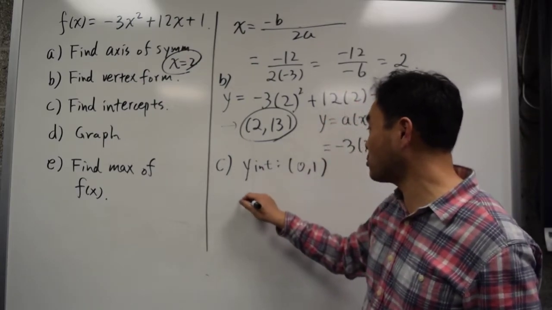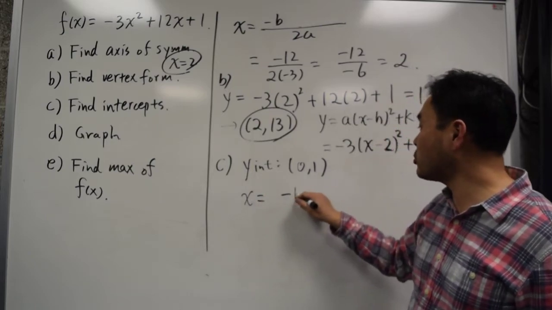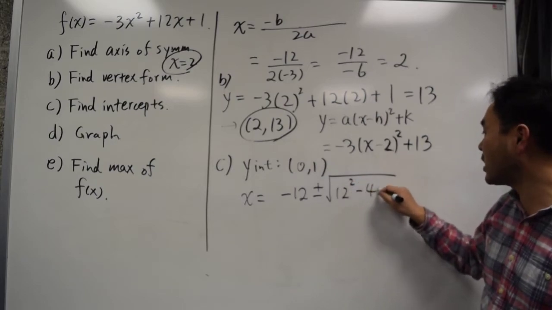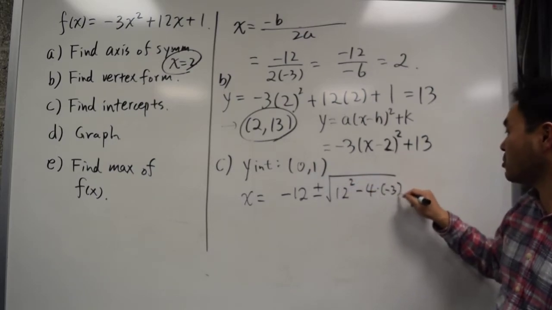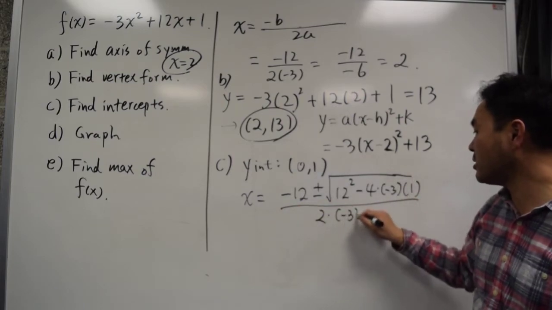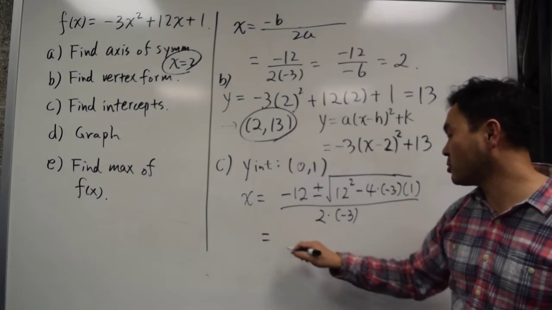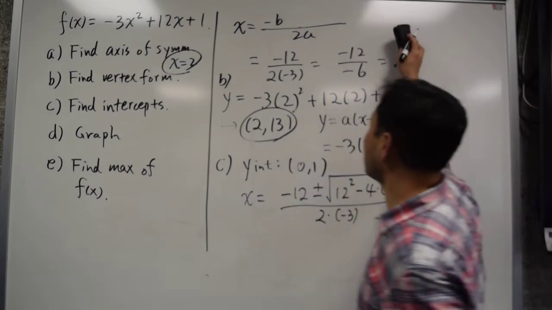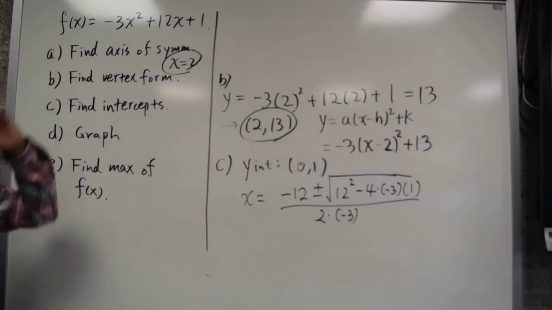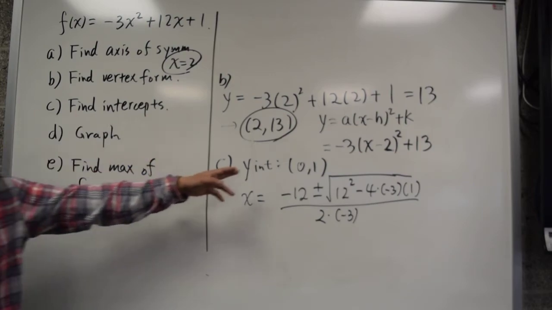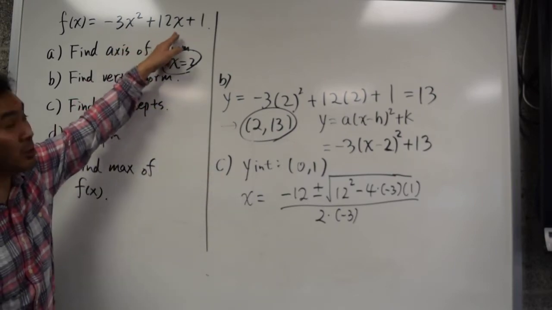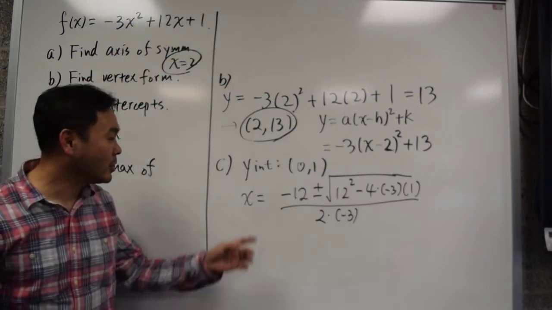So let's actually use the quadratic formula. X equals negative 12 plus minus square root of 12 squared minus 4 times a, which is negative 3, times c, which is 1, all over twice of negative 3. Have you found the y-intercept? Yeah, the y-intercept is, you plug in x equals 0 to get the y-intercept. I got 1 as the y-intercept. How'd you do so fast? If you plug in 0, that's just 0, so it's just 1, right? Yeah. Okay.